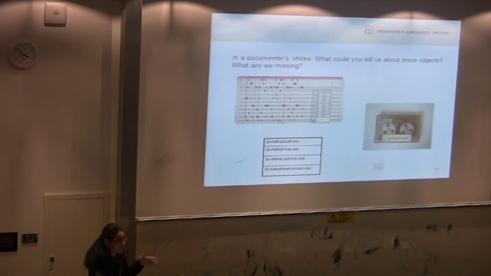So what are the things that would have made our life much easier? What's the missing information? What would have helped us understand what this data is all about? Metadata.